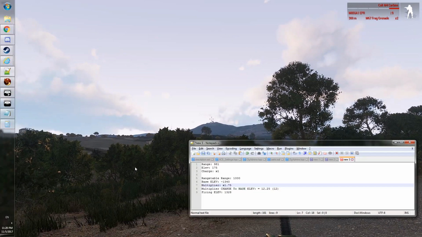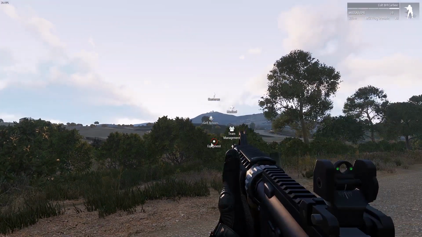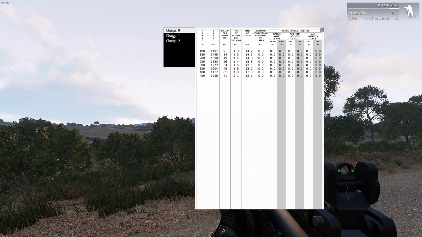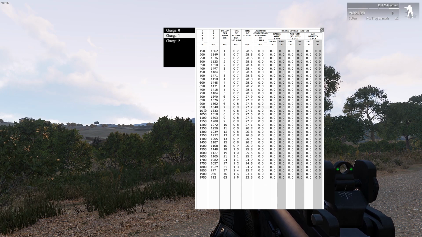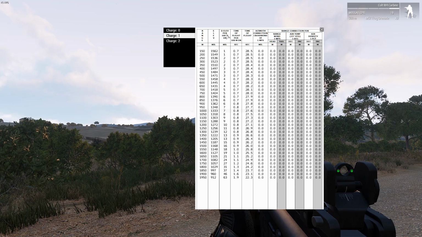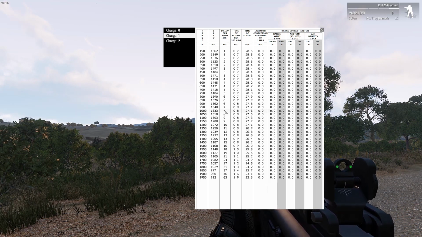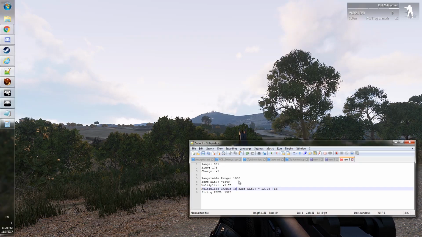So now that I have my multiplier, I'm going to go ahead and find what number I need to multiply that with. And the answer to that is on our handy 82mm range table, going back to charge 1. We see both the values for 950 and 1000 at the difference in elevation per 100 meters, which is 7. So when you multiply 1.75 with 7, you get 12.25, which I rounded down to 12.